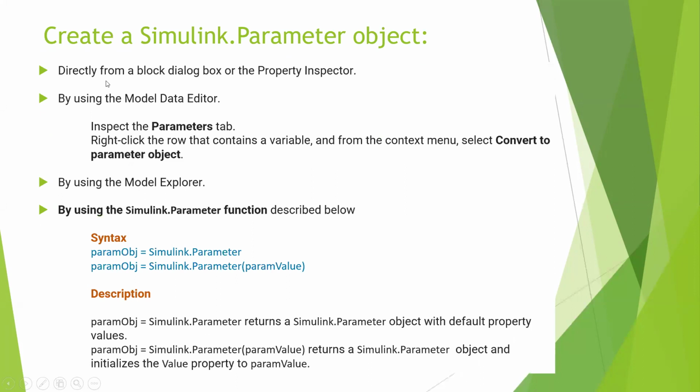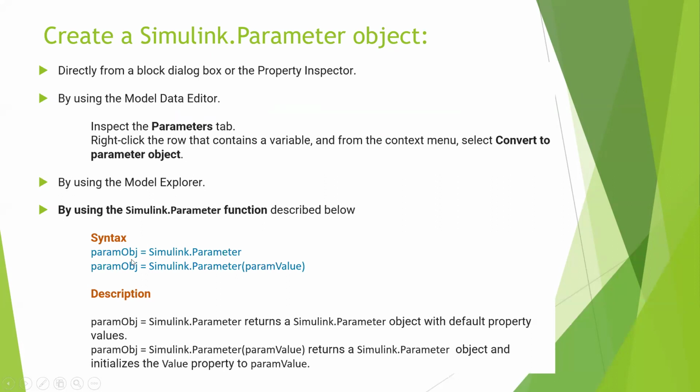Directly, we can go to a particular block and we can change or create the parameter. We can also create the parameter by using the model data editor. And in the last video, we have seen creating the parameter by using the model explorer. So today we are going to see creating the parameter by using the Simulink dot parameter function.